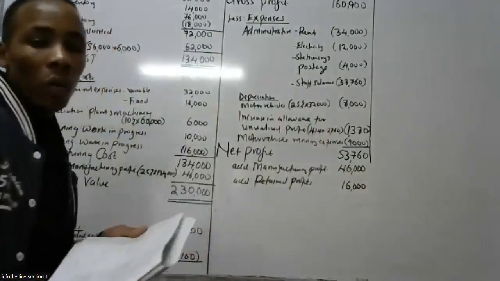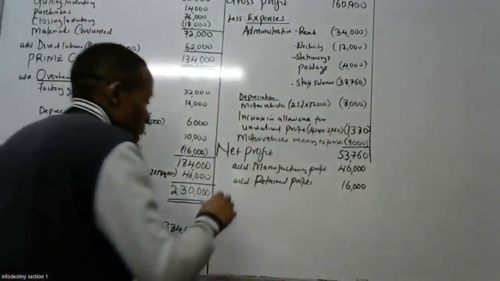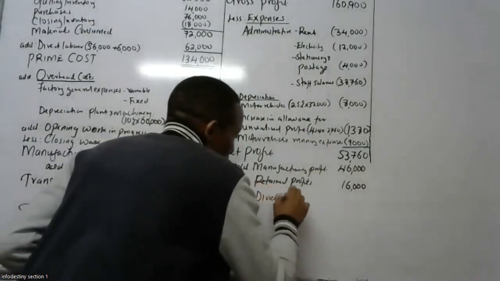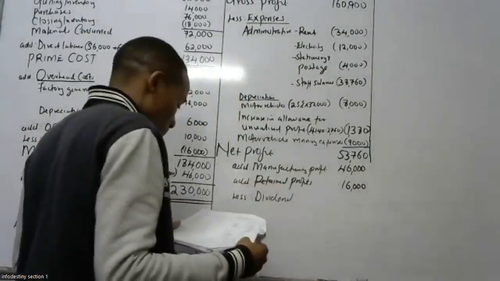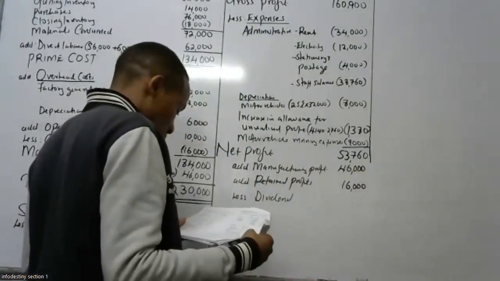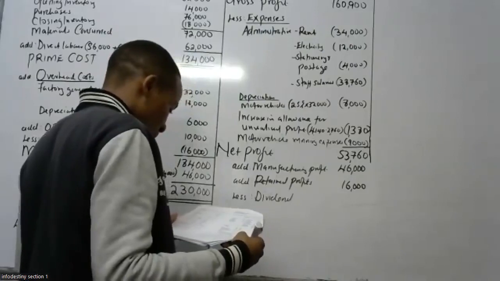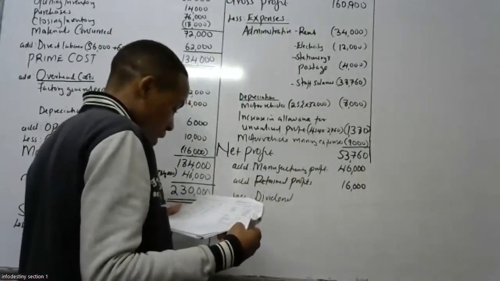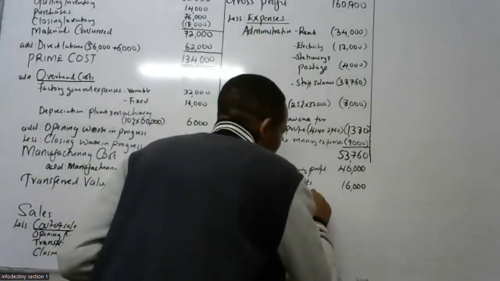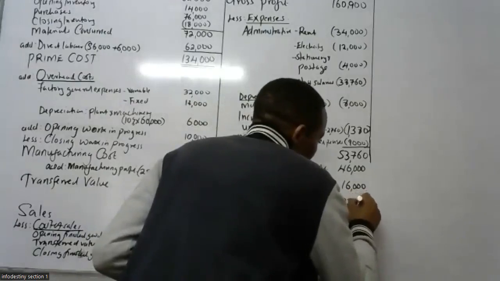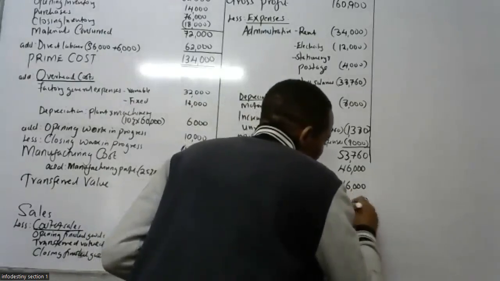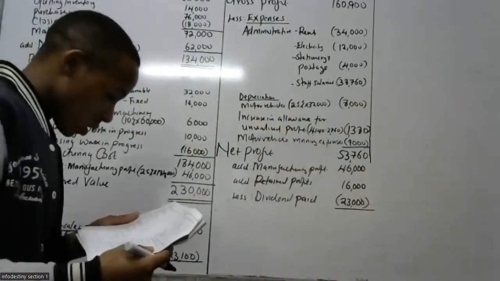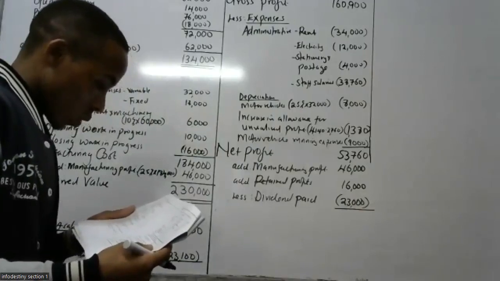Then we will less dividends paid. So now we can know how much profits the company retained at the end of the year. Dividends paid are 23,000. So we less them. There is no transfer to reserves. Yeah, so we close it at that.